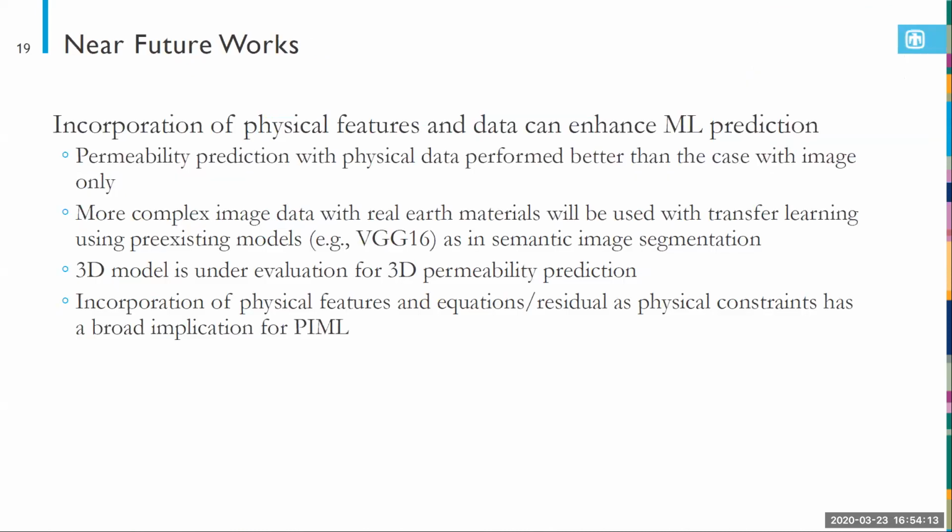This is the end of our project. It serves as our toy project for larger-scale analytics. In this demonstration, we showed that prediction with the physical data performed much better than the case with image only. More complex image data with actual real earth material, which I showed at the beginning of the presentation, will be used with transfer learning, for example pre-existing models such as semantic image segmentation. In particular, we are doing 3D permeability prediction as well. And this incorporation of physical features and equations, as we have seen today, can improve this type of prediction dramatically.